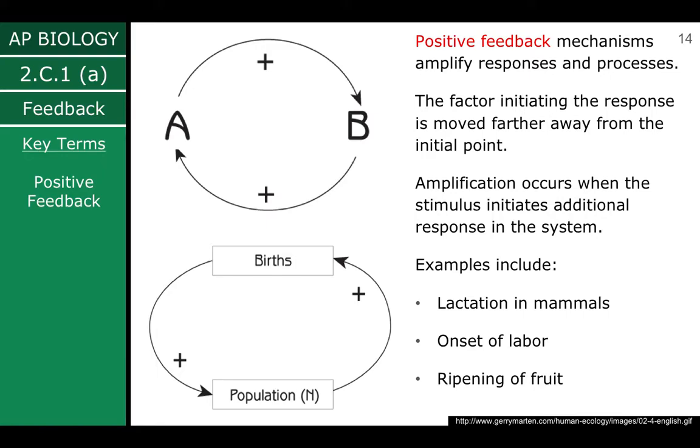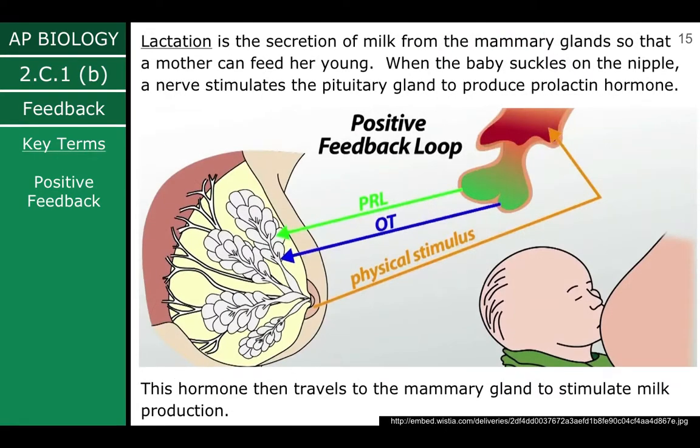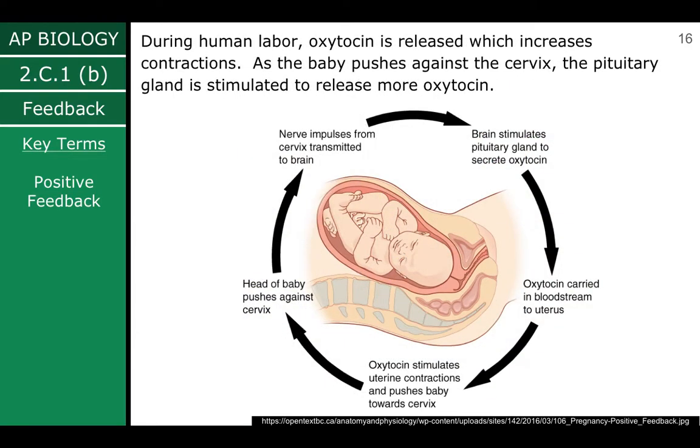And if you're feeling overwhelmed by these as we go through, know that in class we're doing case studies on these that are going to allow you to research them more specifically, so that way you can feel really confident about them. So for example, lactation is the secretion of milk from the mammary glands so that a mother can feed her young. When the baby suckles on the nipple, a nerve stimulates the pituitary gland to produce prolactin hormone. This hormone then travels to the mammary gland to stimulate milk production. So now, this positive feedback loop is actually increasing that stimulus because it's producing the hormone.